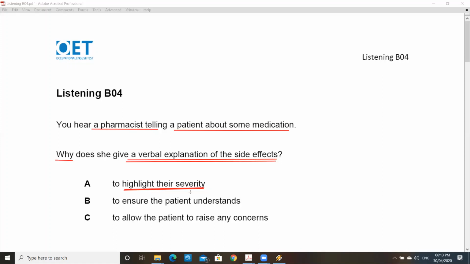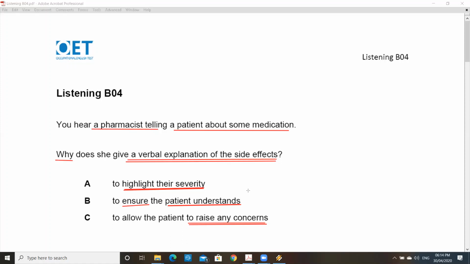Okay. If B is the correct answer, ensure that the patient understands. So if this is the correct answer, then the pharmacist might be saying that it is all written there in the leaflet, but I just wanted to simplify things for you and make sure that you are able to understand the side effects. And the third one says, to allow the patient to raise any concerns. So if this is correct, the pharmacist is explaining it to the patient and giving the patient a chance to ask any questions if they have any.